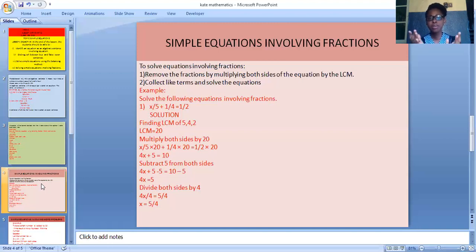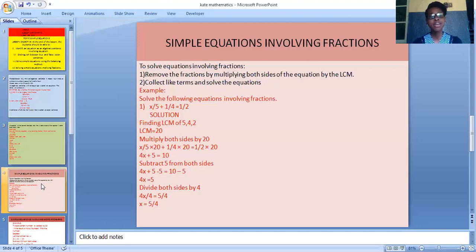Then you can now solve using balancing method, completing the balancing method and also finding your solution. In this simple equation involving fraction, in your notes, I'll be able to give you exercises on that simple equation involving fraction and also simple equation using balancing methods for you to try on your own. Please do well to do the exercises for me to know how far you've gone in understanding this lesson.